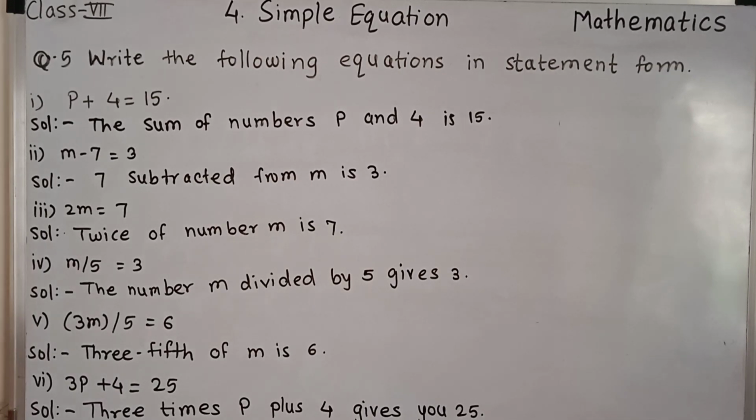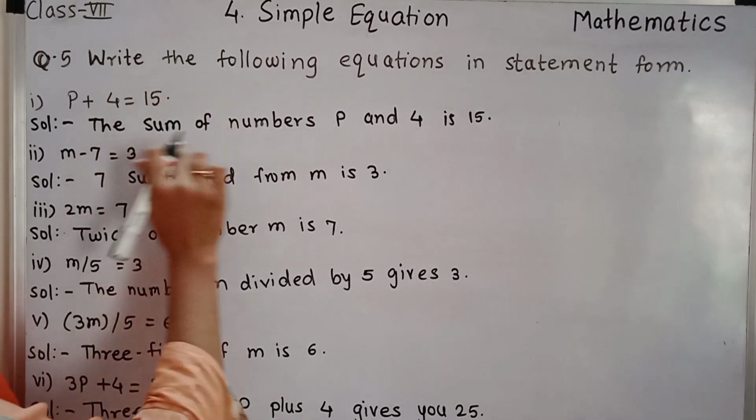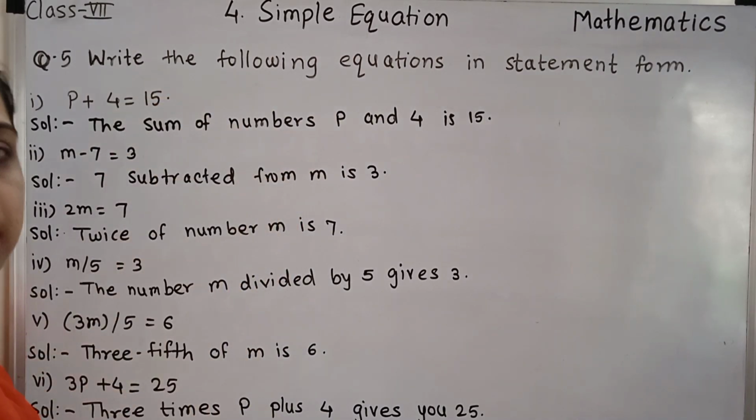Question number 5 is: write the following equations in statement form. In the previous question, we were given the statement and we converted it into the form of an equation. Now we have to do the reverse thing. We are given the equation and we need to write it in statement form.